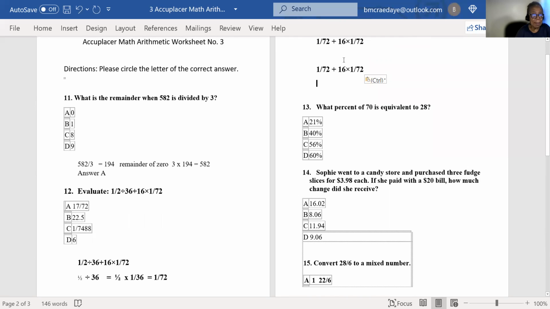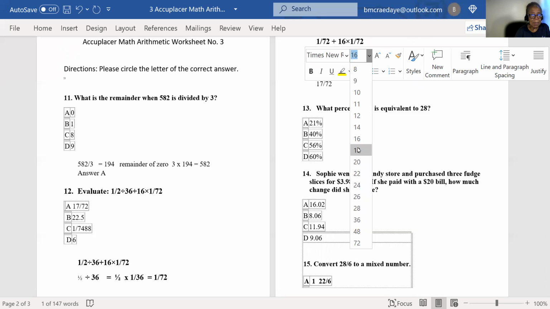So 1/72, and 16 times 1/72 is 16 times 1, which is 16, over the denominator 72. Okay, so they're over the same denominator, so you can add the numerators. 1 plus 16 is 17. So our answer becomes 17/72. All right, that's our answer.